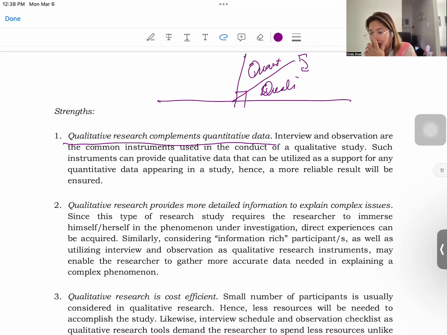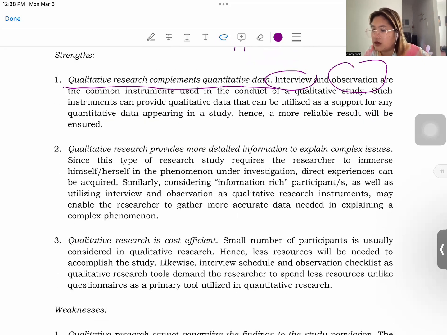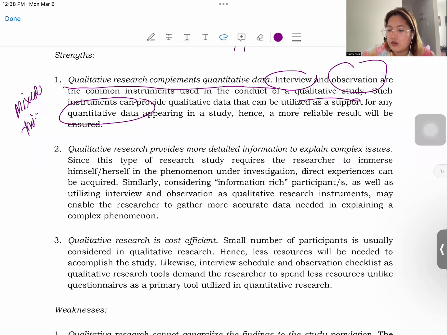They complete each other. So, interview and observation are the common instruments used in the conduct of the qualitative study. So, this can be utilized as a support din sa quantitative data. So, kapag ginamit to support quantitative data, kakaroon tayo ng mixed or pwedeng triangulation kapag tatlo. Okay? And your data could really come out to be strong if this is the case. Kasi hindi lang isa yung basis mo. Dalawa or even tatlo. Okay?